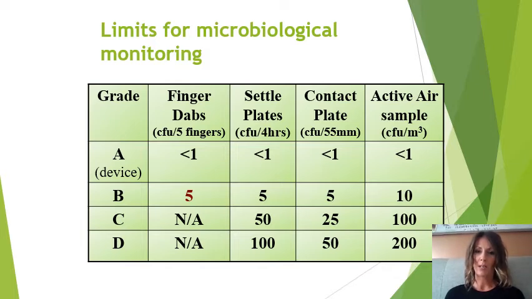The less than 1 has become 0. Obviously you can see, dependent on the grade, gives us those limits for recovery of colony forming units. So colony forming units are taken to have been produced by one microorganism, and as that microorganism multiplies, it becomes a colony forming unit that we can see with the naked eye.